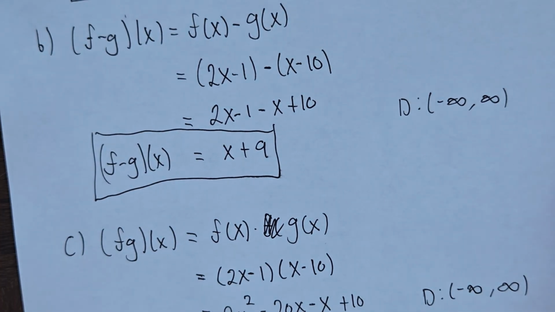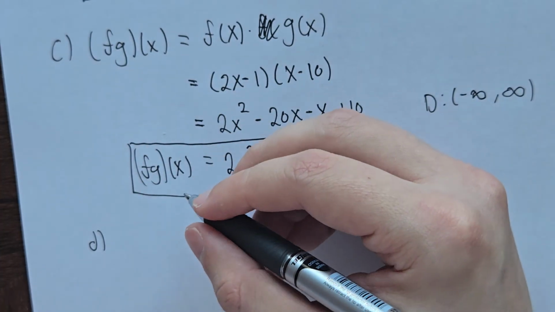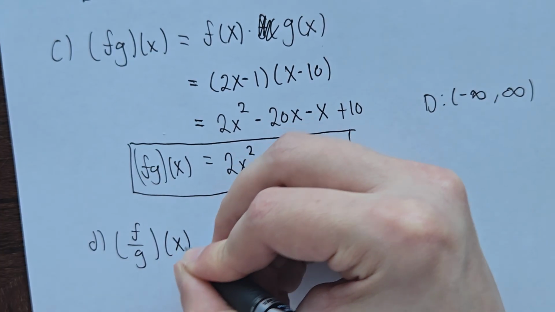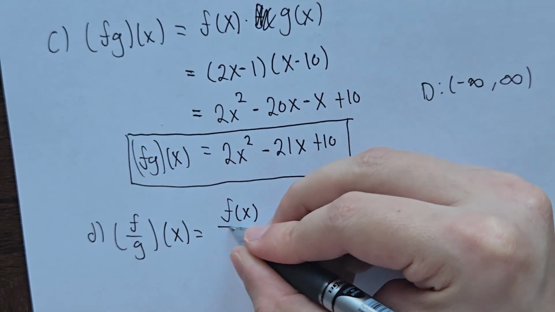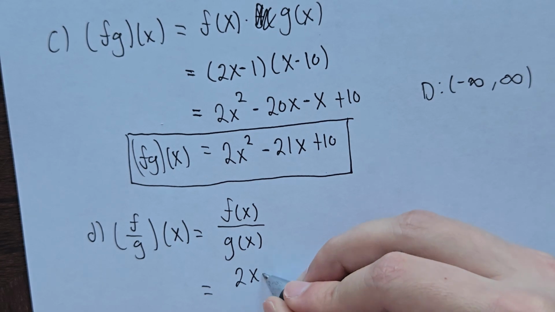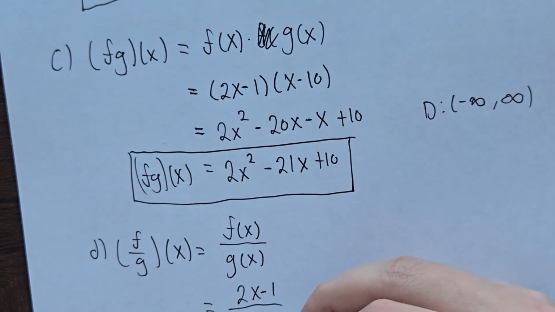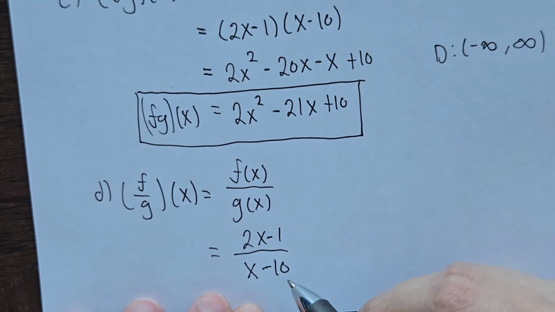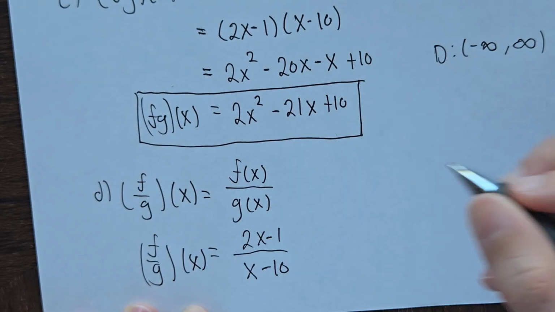The only problem is whenever we get to this last one, we're doing a division, so we have to be a little bit more careful. What we're asked to do with this last one is f over g of x. And what this really means is that we're doing f of x over g of x. And whenever we make that substitution, the 2x minus 1 over the x minus 10, then all of a sudden we have this potential for 0 in the denominator here. Notice that this is really about as simple as we can get it. So this is f over g of x.